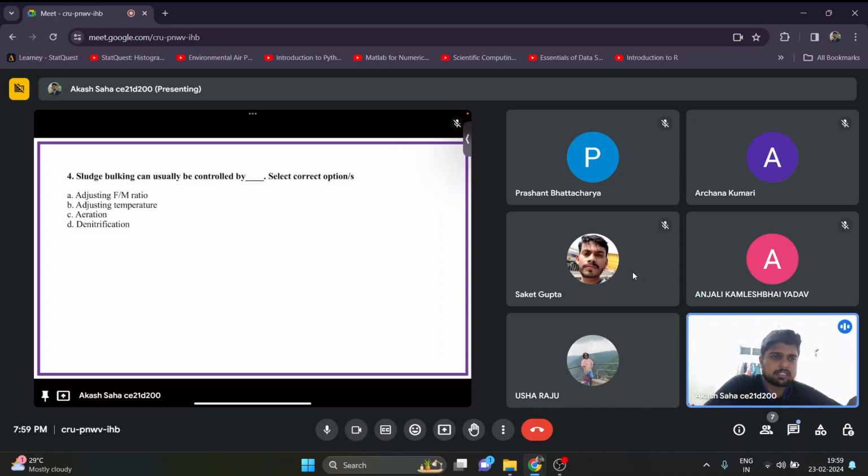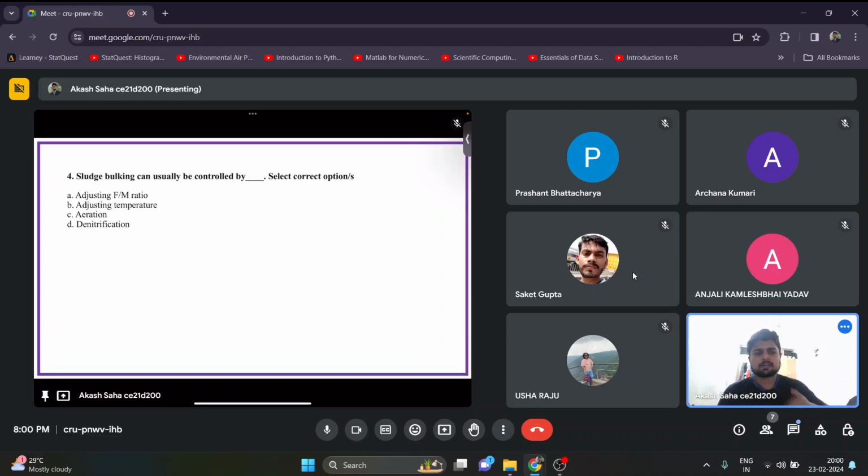Can you please explain A and C? I am asking, why by adjusting temperature can we reduce sludge bulking? Is there any reason? How by adjusting temperature can we reduce the sludge bulking? So actually there is no direct correlation. There is no direct correlation, and also for aeration there is no direct correlation. So only one of the options is correct, that is adjusting the F by M ratio.